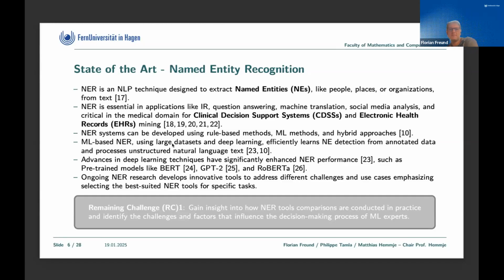NER systems can be developed with rule-based methods, machine learning-based methods, and hybrid approaches. But in the last years, machine learning-based methods with large data sets and deep learning improved NER performance significantly. They learn named entity detection from annotated data and process unstructured natural language text. The advances in the last years were pre-trained models like BERT, GPT or RoBERTa, and ongoing NER research develops innovative tools to address different challenges and use cases, which emphasizes that it is required to select the best suited tool for a specific task. So there's a remaining challenge here. We want to gain insight into how NER tool comparisons are conducted in practice and identify the challenges and factors that influence the decision-making process.